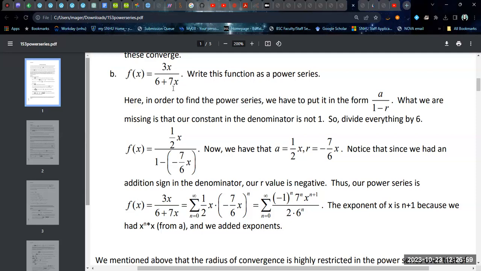And when we divide out the 6, we're going to take 3x over 6. That's going to give us 1/2 x. 6 over 6 gives us the 1. And then, as previously noted, the formula requires a minus sign. So we split this plus sign into a minus minus. One of the minuses is part of the formula, and the other minus is part of the r value. So here, a is 1/2 x, and r is negative 7 over 6x. And then we plug that into the formula. So here's our a value, and then here is our r value.